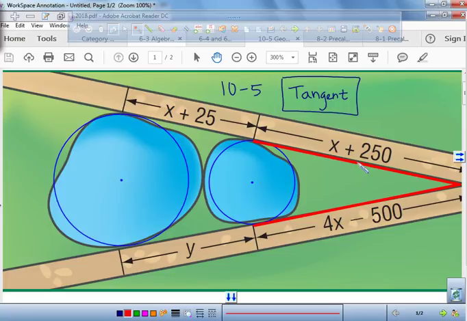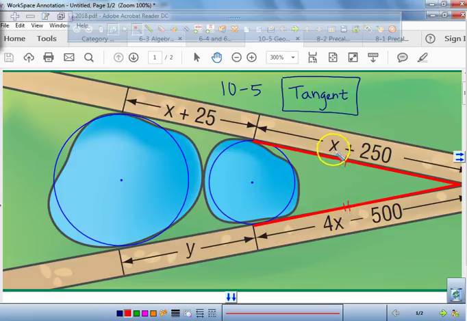A landscape architect is planning to pave 2 walking paths beside 2 ponds. Ooh, 2 ponds. 1 pond. 2 ponds. Find the value of X and Y. What is the total length of the walking path? All right. So we're going to find the total lengths of the walking paths, and we're also going to find the value of X and Y.